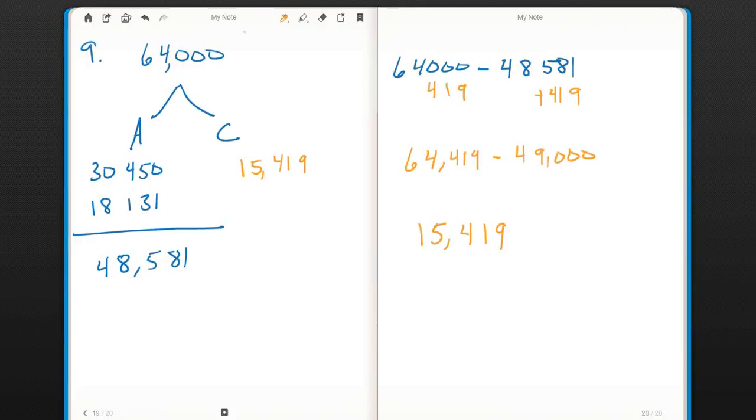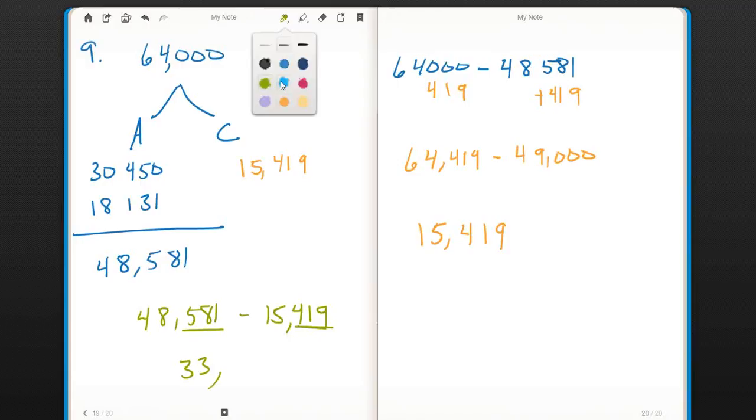But we're not finished yet. The question is, how many more adults than children are there? So I have one more subtraction problem to do. Now, as I glance at these numbers, it occurs to me that it's not much borrowing to do. I can do this a little easier because these hundreds can be taken out of these hundreds. So the 48,000 minus the 15,000 is going to give me 33,000.